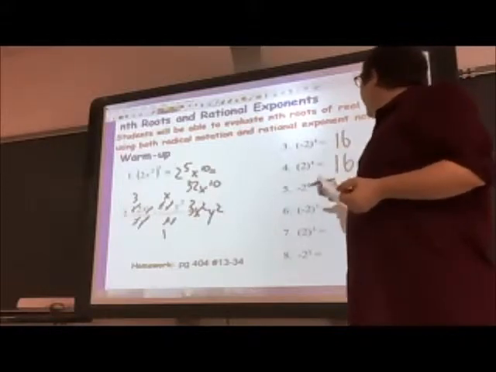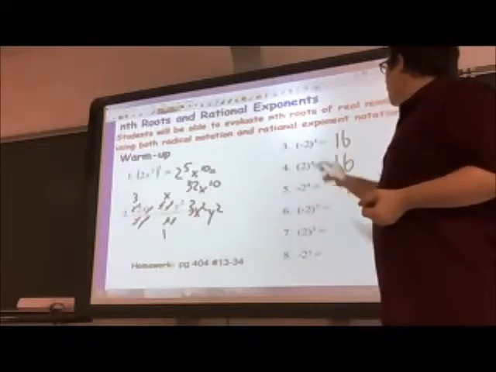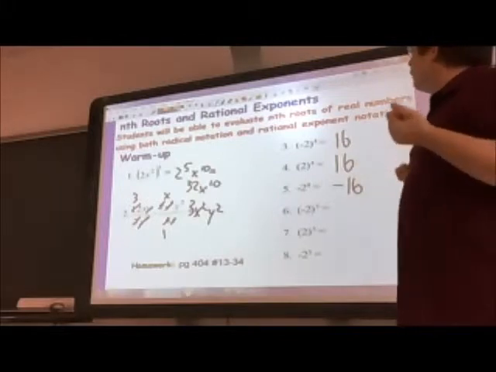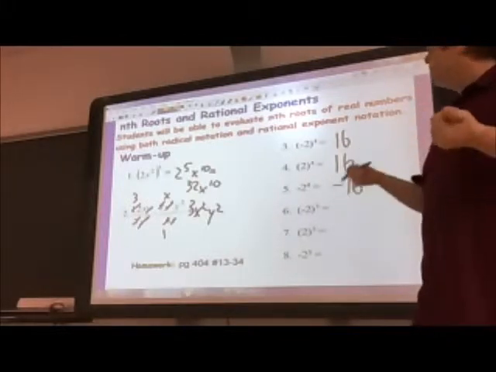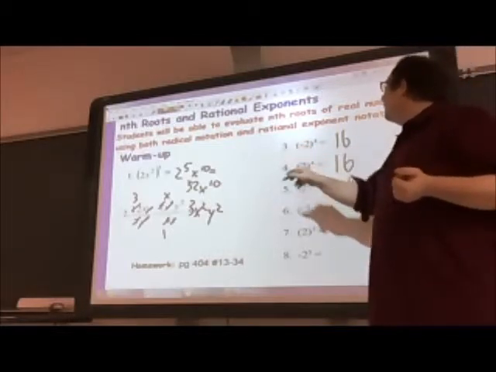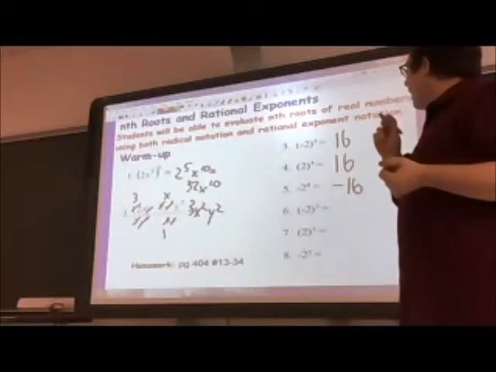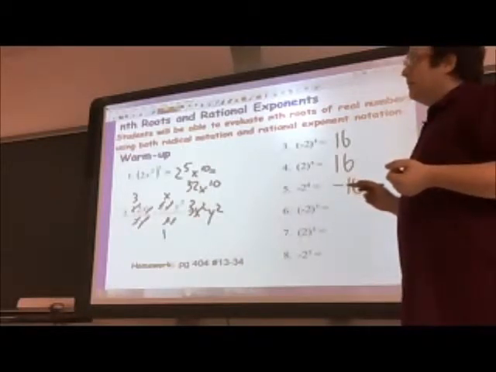Because what happens here is that we have 2 to the 4th power made negative. Over here, we're multiplying negative 2 to the 4th power, which means we're doing negative 2 times negative 2 times negative 2 times negative 2. Important thing to remember, 3 and 5 are not the same thing. Now, that's with an even power. With odd powers, it doesn't matter quite so much, right?